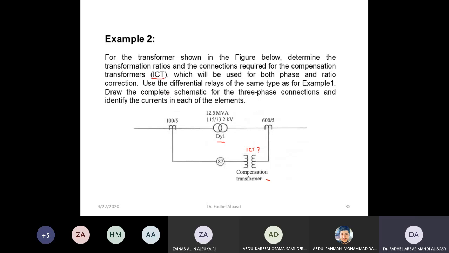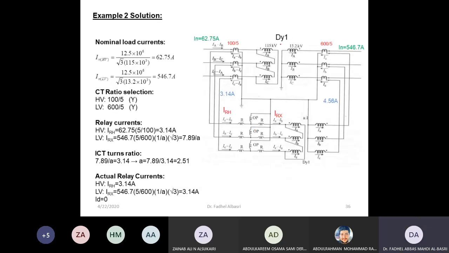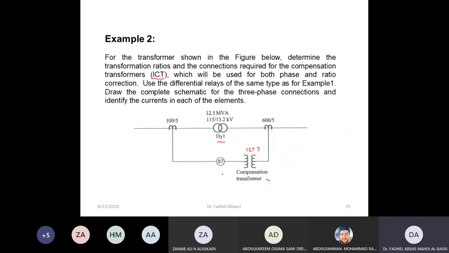It's already given the CT ratio here. Draw the complete schematic and three-phase connection diagram, identifying the current in each element. So I would like to see how the current flows in each part of the circuits. So this is Dy11. So what does that mean? D capital means the HV side is delta.